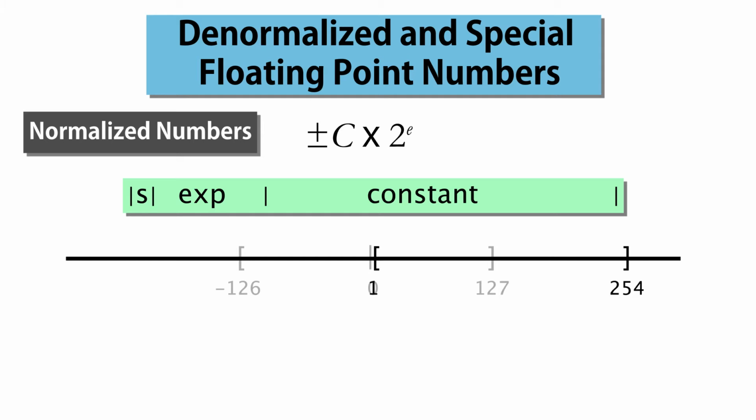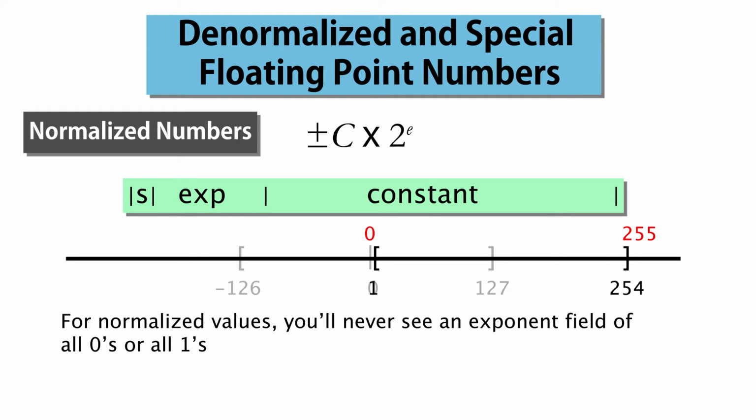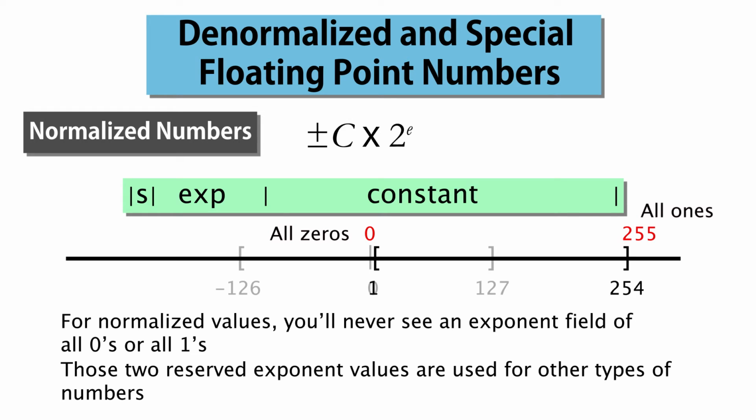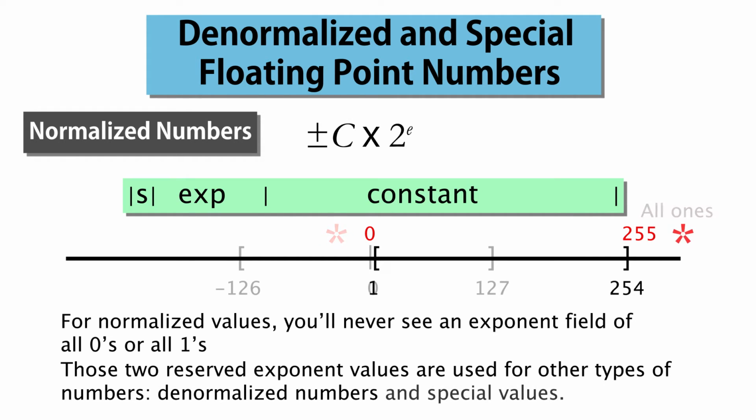2 of the possible 8-bit exponent values, namely 0 and 255, are not used for normalized numbers. For normalized values, you'll never see an exponent field of all zeros or all ones. Those 2 reserved exponent values are used for other types of numbers, denormalized numbers and special values, respectively.